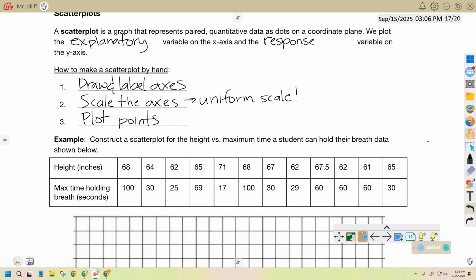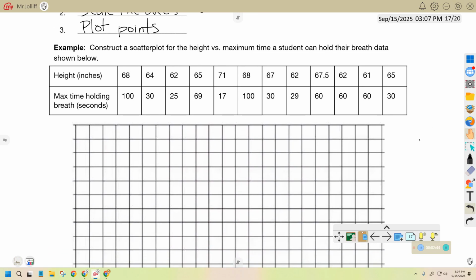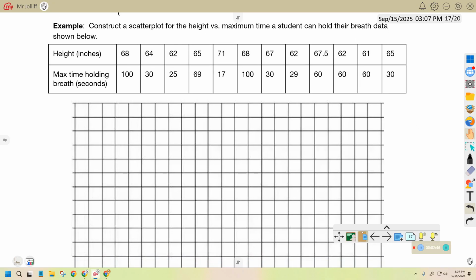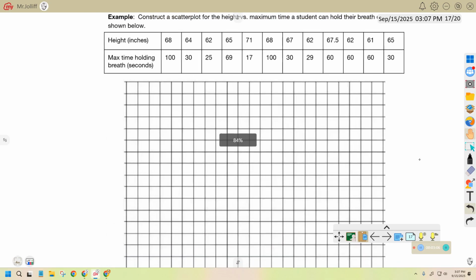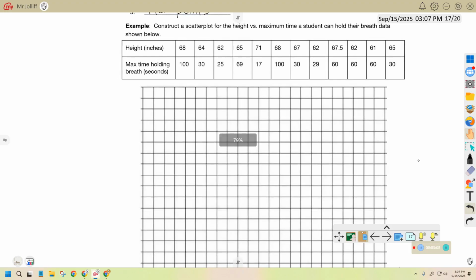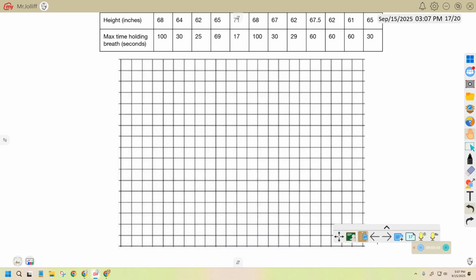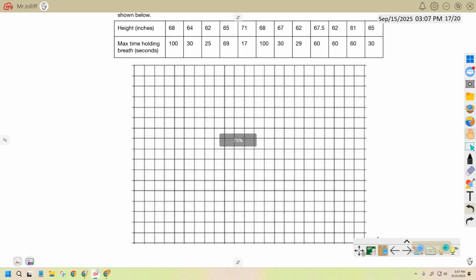So you will notice in the example, we have some data from you guys. I randomly selected 12 people from a spreadsheet from the data you gave me during the first week. So this is height versus maximum time holding your breath for 12 random AP Stats students this year. We want to see if there is a relationship between the height in inches and the max time holding breath for AP Stats students. So we're going to make a scatter plot for them.